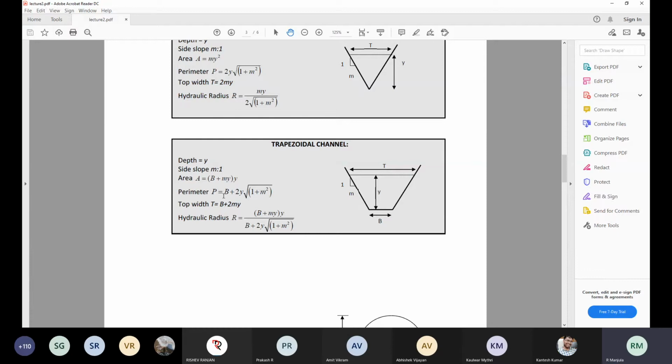Then the perimeter of the trapezoidal channel will be b, and the side length. What is the side length? One side length will be y into square root of 1 plus m square. If you add twice, it will be 2y into square root of 1 plus m square. And the hydraulic radius will be your area divided by p. So area is b plus my into y, divided by b plus 2y into square root of 1 plus m square. These are the various parameters of your trapezoidal channel.